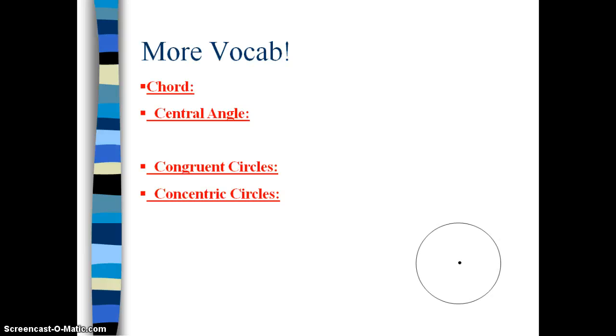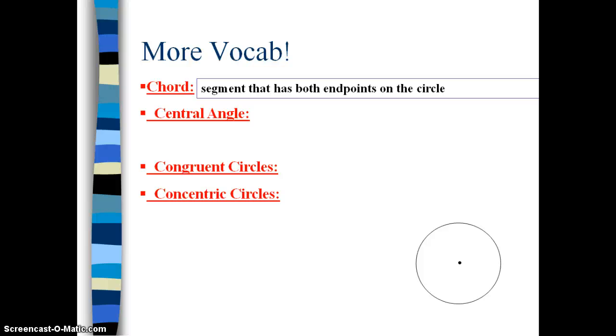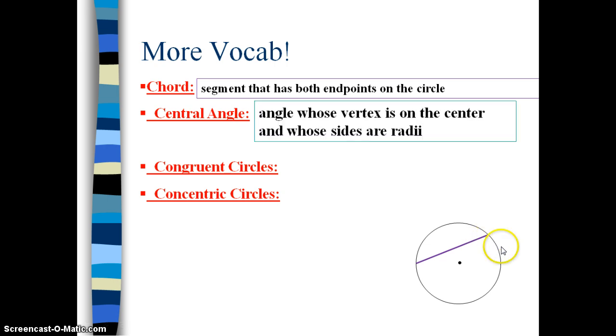A chord. A chord is a segment that has both endpoints on the circle. So a diameter can be a chord because a diameter goes through the center and has both endpoints on the circle. But a chord doesn't have to go through the center. So this purple line right here also represents a chord because both endpoints are on the circle.